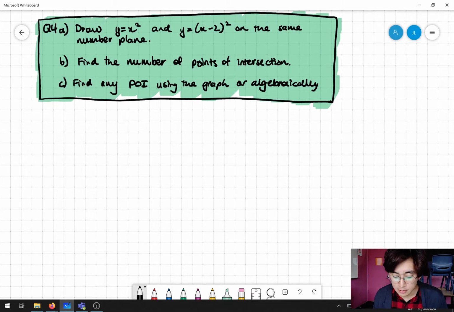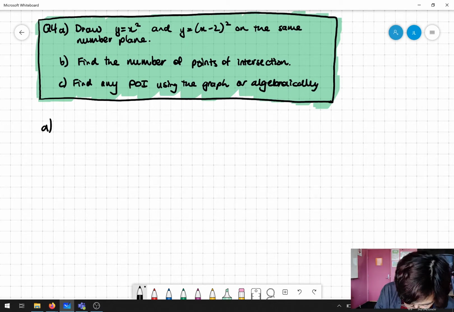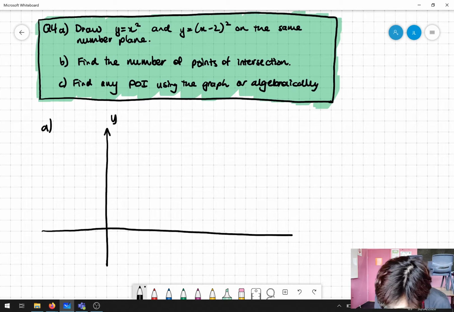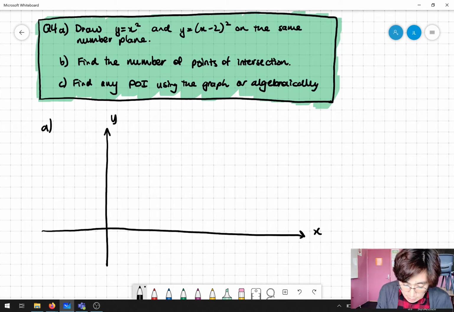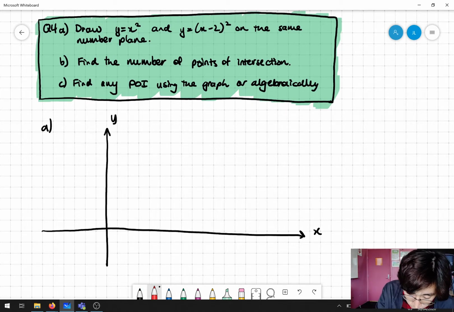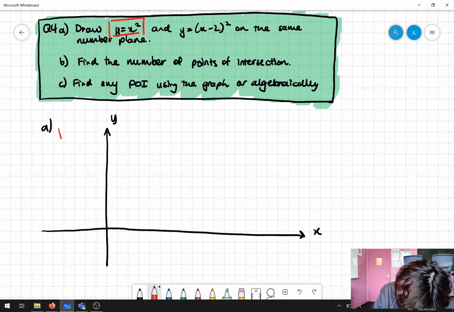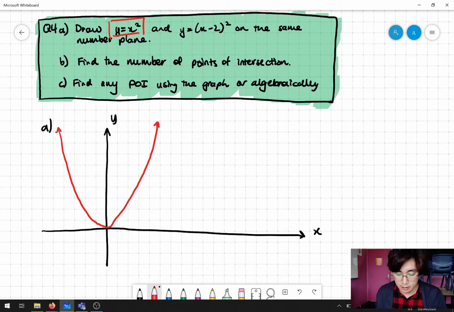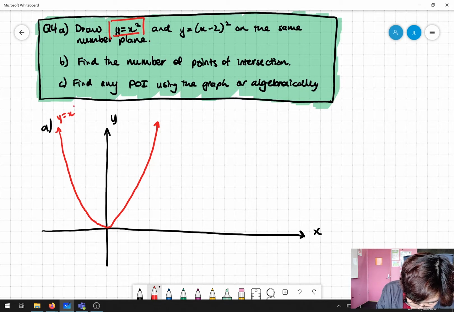Here, part A, you want to draw y = x squared and y = (x - 2) all squared on the same number plane. We've quickly gone through what happens when you draw these particular graphs last term, so I'm going to quickly draw them here. I've got y and x. For y = x squared, I'm going to draw this in red. It has a vertex at (0, 0). This is just your basic parabola. It looks something like that.